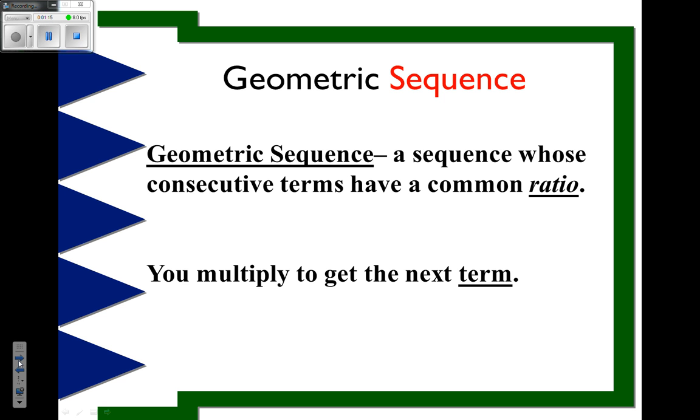A geometric sequence is a sequence whose consecutive terms have a common ratio. So where like in the arithmetic sequence we have a common difference, this time we have a common ratio. To get the next term, you have to multiply. In arithmetic sequence, to get the next term, what did I have to do? Add. So this time, we're multiplying.